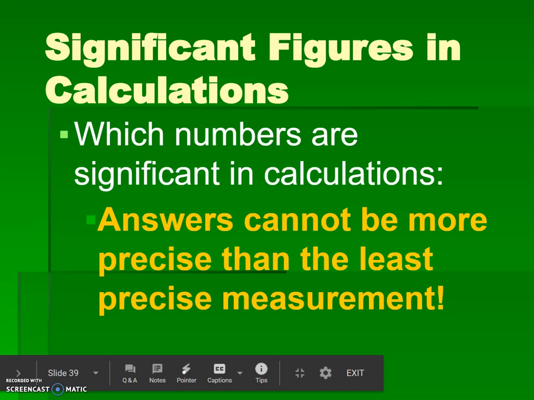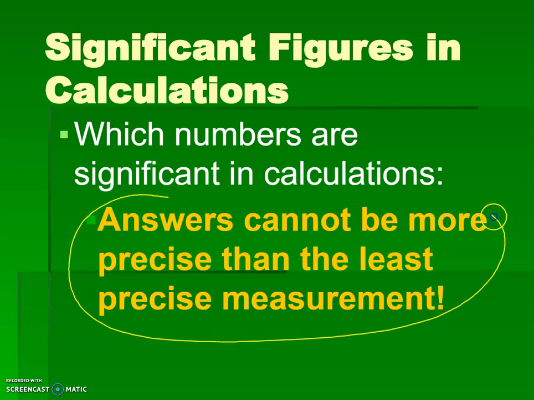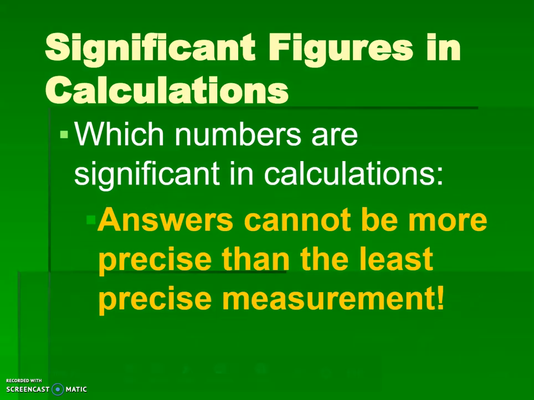So first things first, when you calculate with anything in science classes, in chemistry or in physics, your answers cannot be more precise than your least precise measurement. You can't have something that's about 25 and about 10 and be like, oh, it's 250.6249, blah, blah, blah. You can't do that. You have to make sure that you have the appropriate amount.